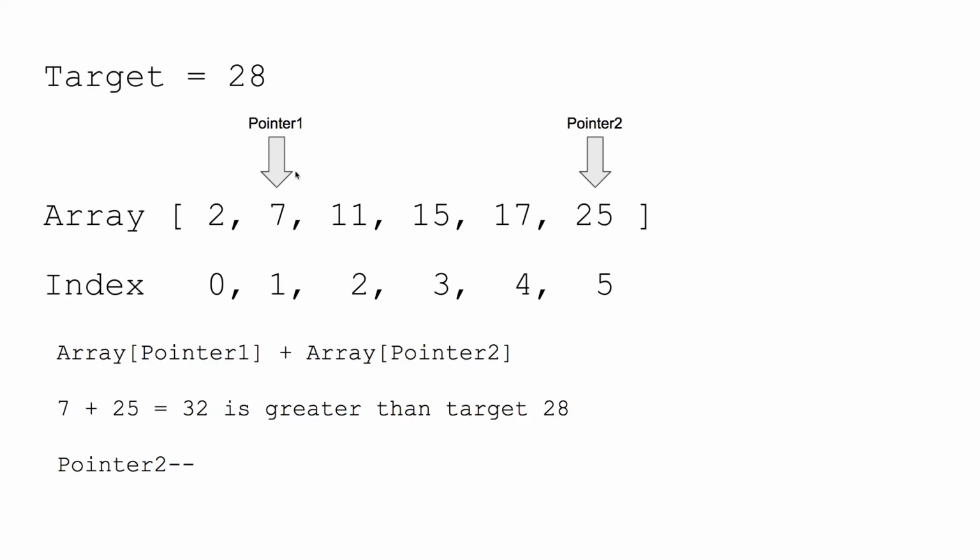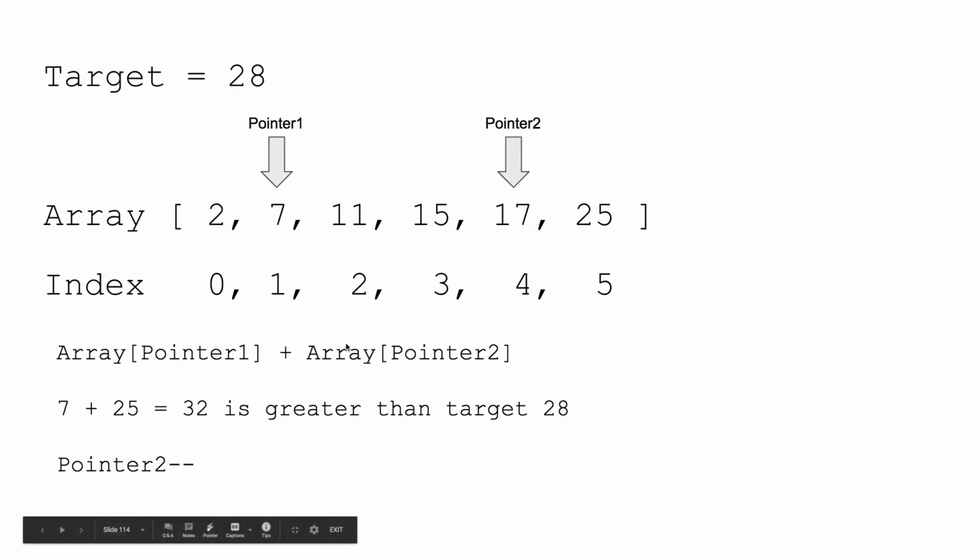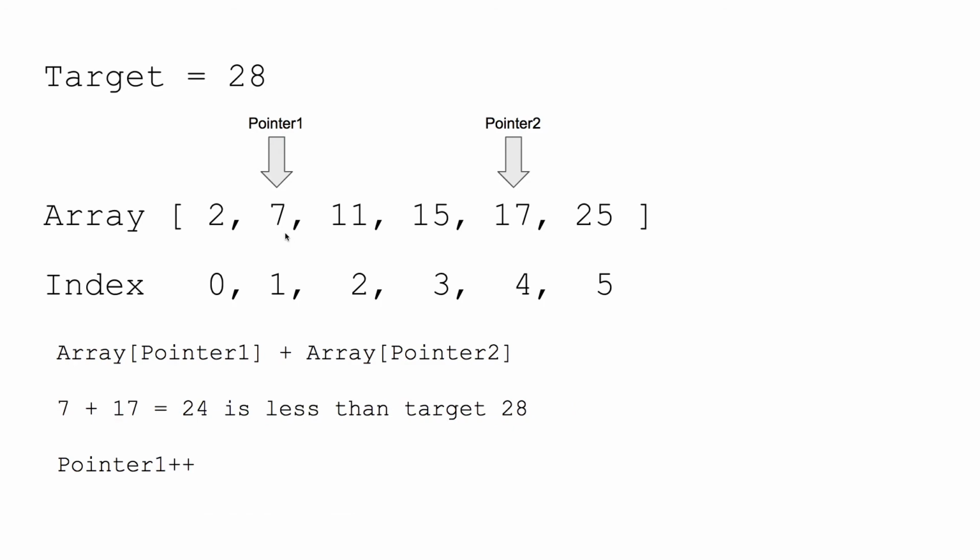If we move pointer 1, we will always get something greater than 32. But what we want to get is 28, which is much lesser. That means we need to move pointer 2. So next we'll simply decrement pointer 2 by 1. And here if we add up these two values, 7 plus 17, we get 24, which is less.